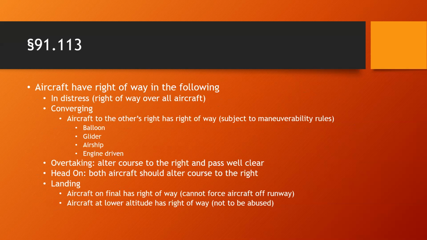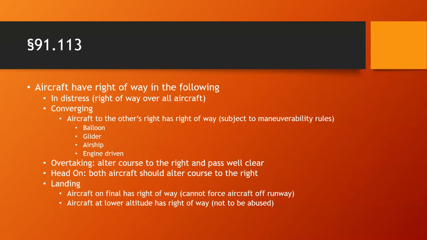So a good way to remember this is aircraft that are more highly maneuverable have less right of way, and aircraft that are less maneuverable have more right of way. Obviously a balloon is a lot less maneuverable than a glider, and a glider, having no engine, is not less maneuverable than an airship, but at least an airship's not going to crash if it doesn't land. So balloon, no engine, no propulsion. A glider, no propulsion, but highly maneuverable. Airship, probably can stay up for a long time, but it's not very maneuverable. And then all other engine-driven aircraft.